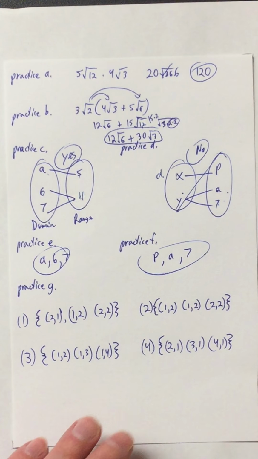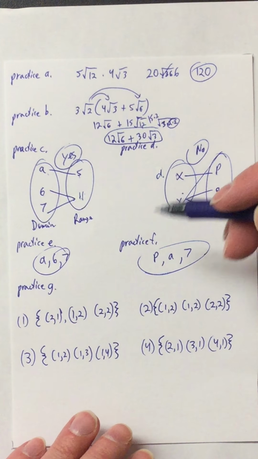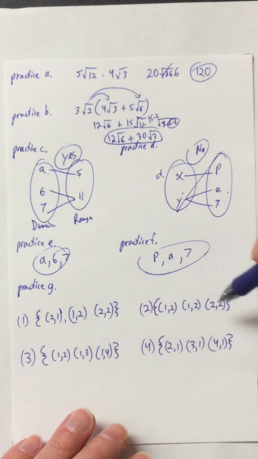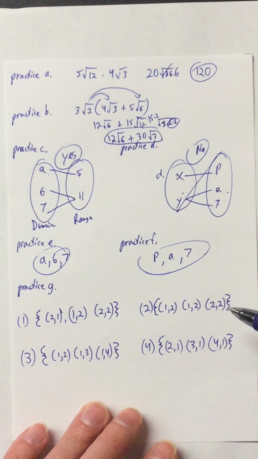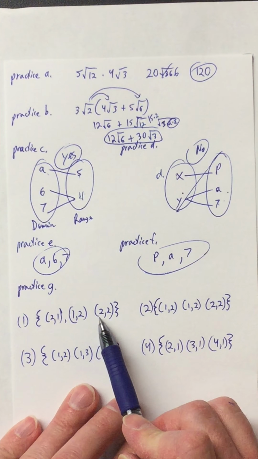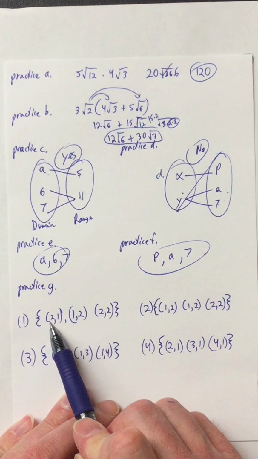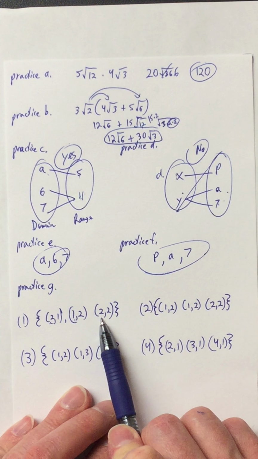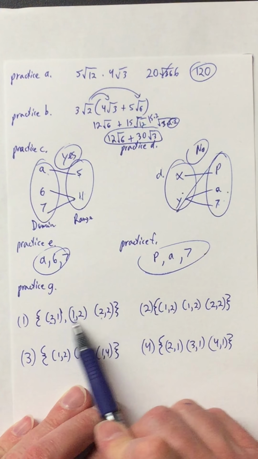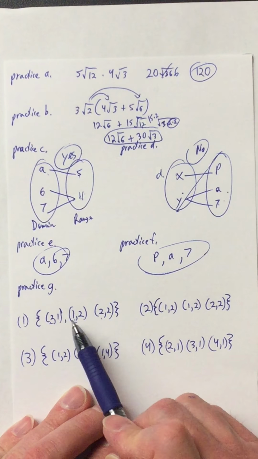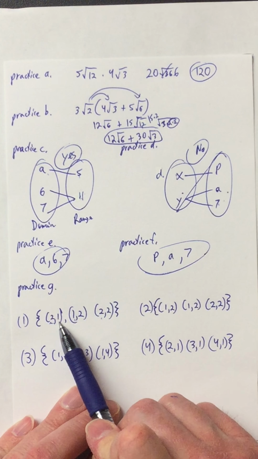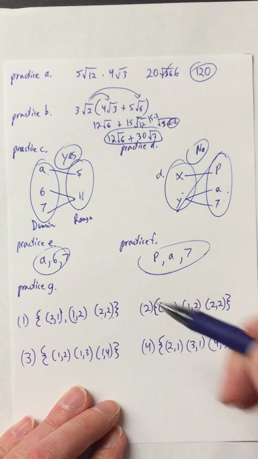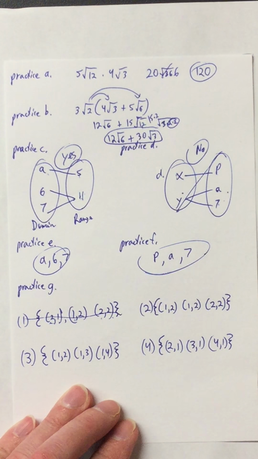Pretty straightforward, pretty simple. Okay, my last practice problem, G, asks me which of the following of these is a function. So let's look at number 1 and see what we have here. Well, we got 2 as an input, we got 1 as an input, and we got 2 as an input. If 2 shows up twice as an input, they've got to have the same output, do they? No. One has 1 and one has 2, so this is not a function.